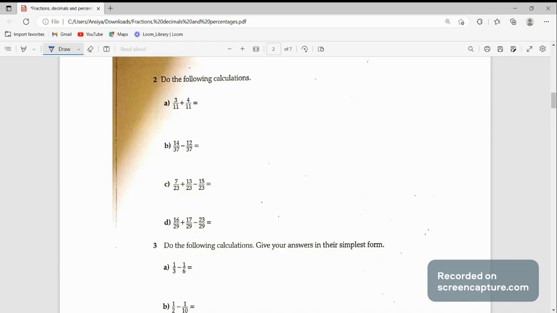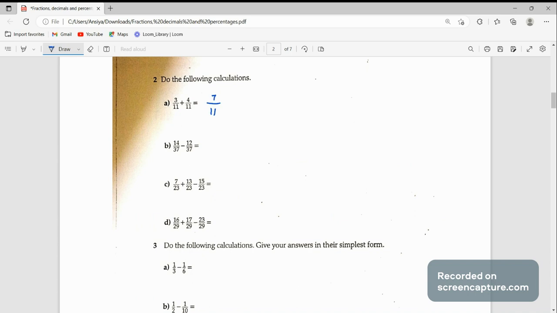Now, do the following calculations. So the first one is easy, normal addition of fractions. The rule is the denominator must be same for doing the addition. Here it's already same, so the answer is 7 over 11.